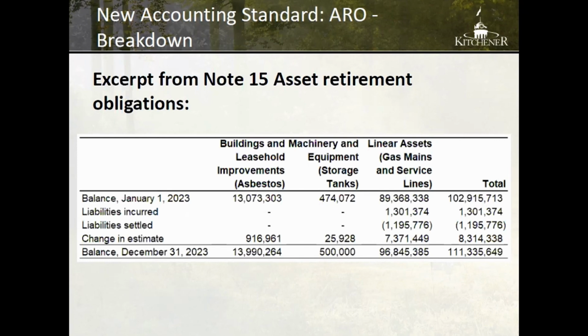As you can see, the first column relates to future abatement of asbestos in city-owned or leased buildings. This is a common ARO for public sector entities. The second column relates to the retirement of underground fuel storage tanks, which is another typical ARO for public sector entities. And finally, the third column shows the ARO for the city's gas mains and service lines, as there are regulations stipulating the activities required to retire these assets.